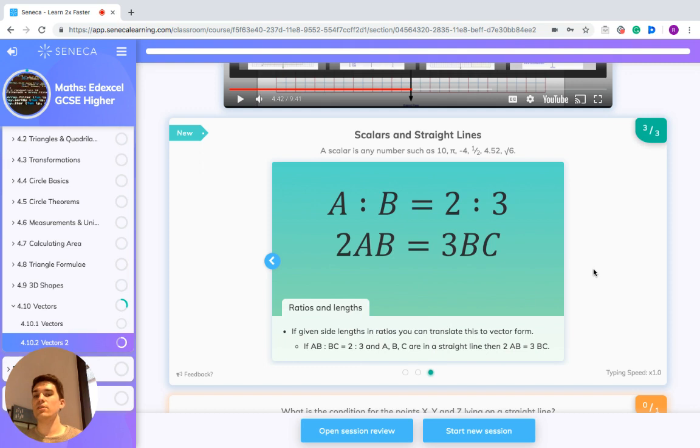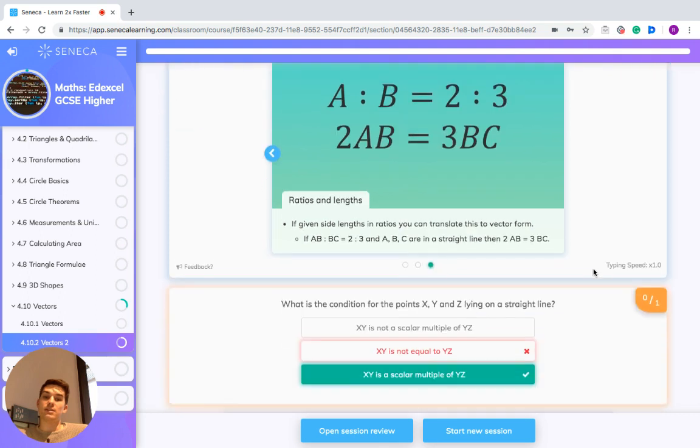Now, if given the side lengths in ratios, you can translate that into vector form. So say you've got vector A and vector B, and you know it's in the ratio 2 to 3 in terms of the sizes of those vectors. You can say that if vector A goes from A to B and vector B goes from B to C, then 2AB is equal to 3BC. And it's as simple as that. You just translate the ratios into a scalar for the vectors.